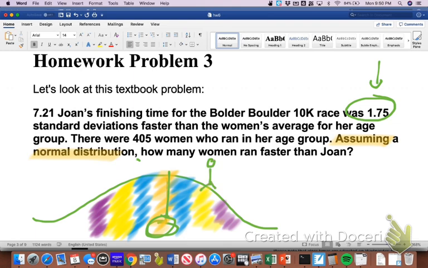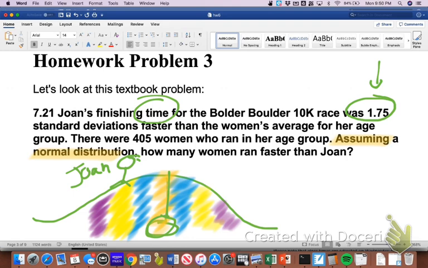But of course, the way a race works, it's better if you take a shorter amount of time. So that means that Joan is actually, because we're talking about the time it took her to finish the race, because it's talking about her time, here's Joan, on the lower end of average. So we've got to figure out, if she's 1.75 standard deviations faster, so 1.75 standard deviations less than her age group, how many were faster than Joan?